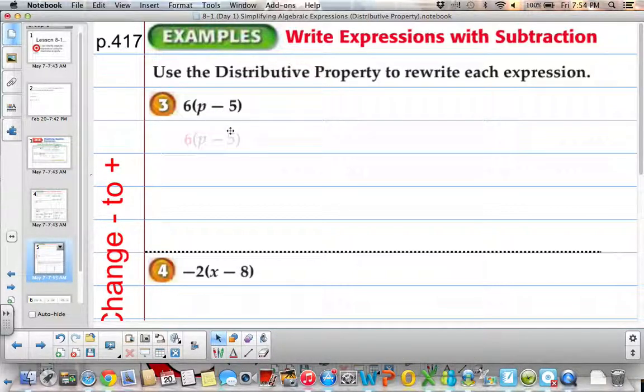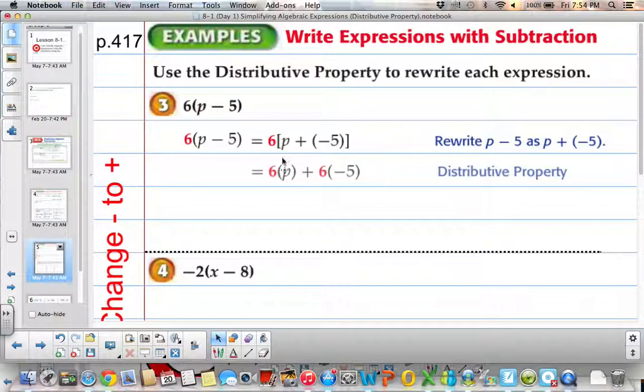So the same goes. We have 6 times p minus 5. We're going to distribute our 6 out with the p and out with the 5. Okay, but first we are going to rewrite p minus 5 as an addition problem to help us see more what we're distributing. So we know that p minus 5 is the same as p plus negative 5. And then I keep my 6. So now we can distribute out.